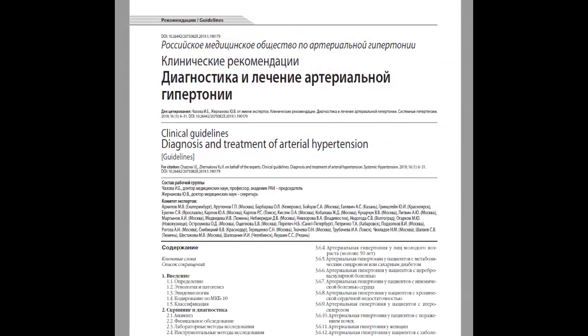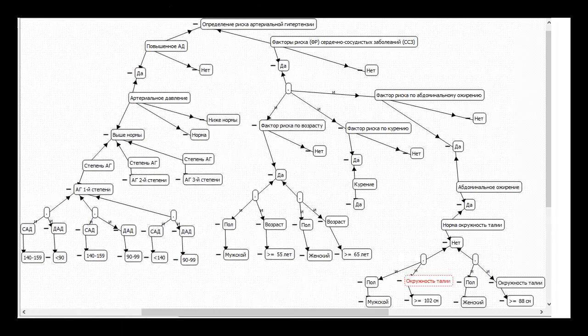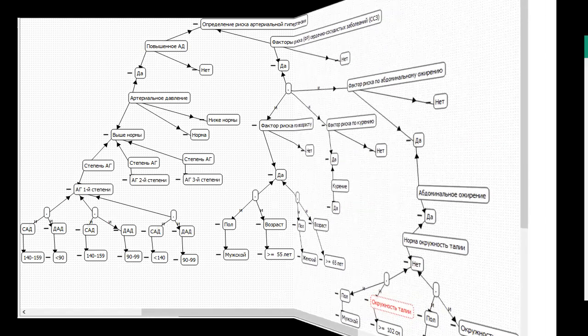The presented expert system was created taking into account the clinical guideline on diagnosis and treatment of arterial hypertension developed by the Russian Medical Society on Arterial Hypertension. At the initial step, the experts, using experience and knowledge in the subject area, create an ontology that describes main arterial hypertension influencing factors. Here you can see its small fragment.